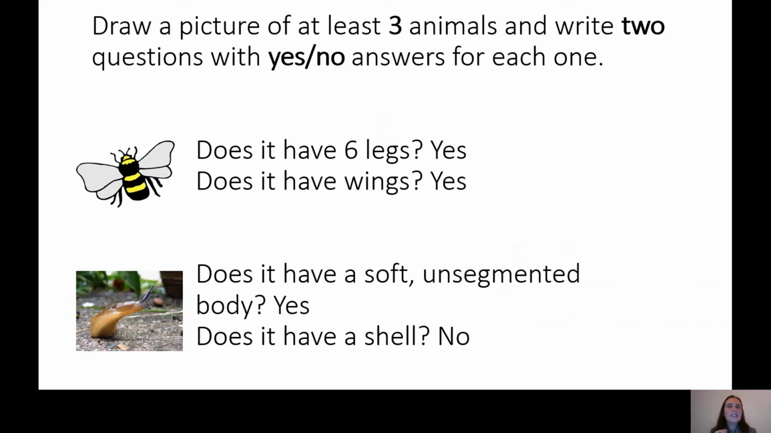Now we're going to go on to the slug. And you can draw a picture of your slug and then you need to ask 2 questions. So these are the questions I thought about. Does it have a soft, unsegmented body? The answer is yes. And then I asked another question, does it have a shell? And the answer is no. So you can ask questions for each animal. Some can be yes questions and some can be no questions.